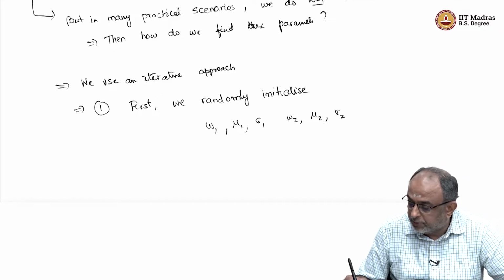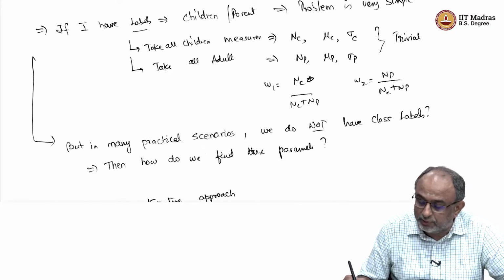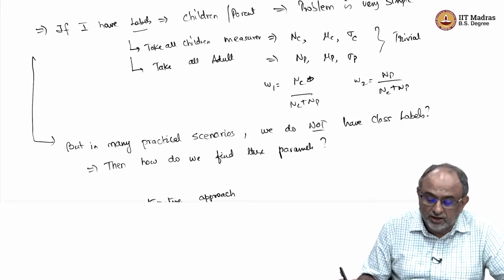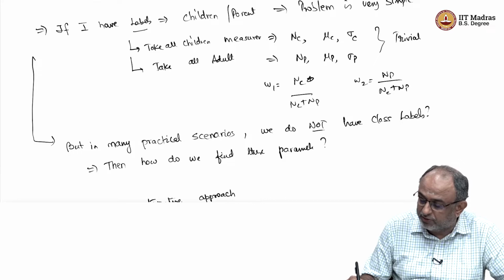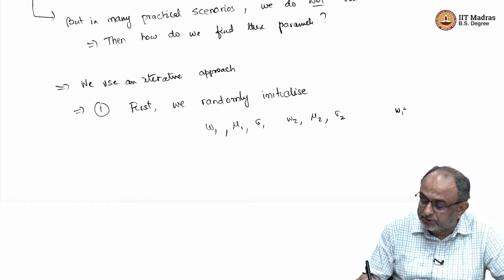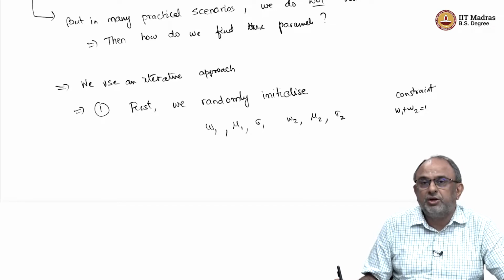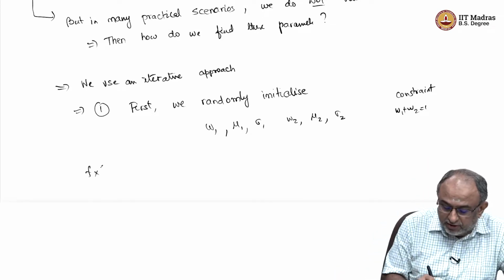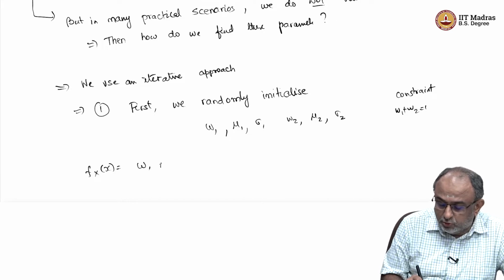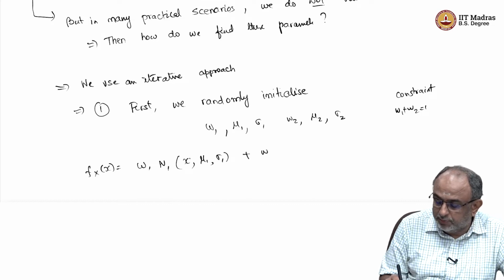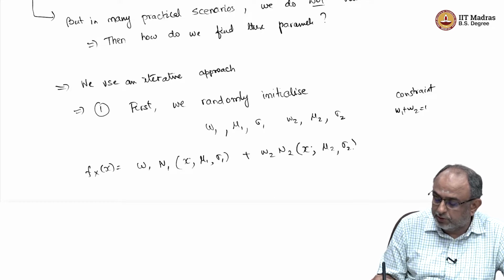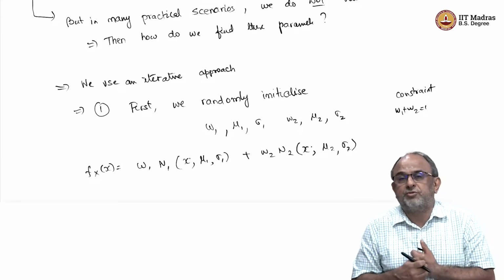Of course, remember W is the proportion. So, W1 and W2 always have to add up to 1. In the labeled case, it is very obvious why it has to be 1. There is a constraint that W1 plus W2 should always be equal to 1. Now if I do that, remember my density function was a mixture of 2 Gaussians: W1 into N(x; mu1, sigma1) plus W2 into N(x; mu2, sigma2). So, now we have all of the parameters available.